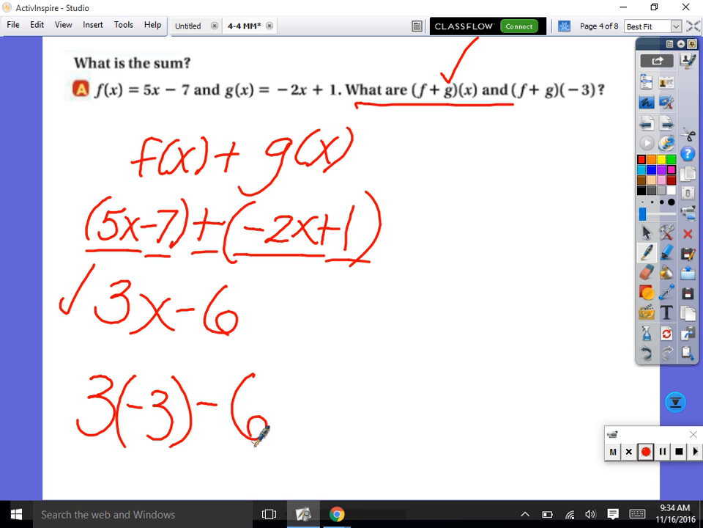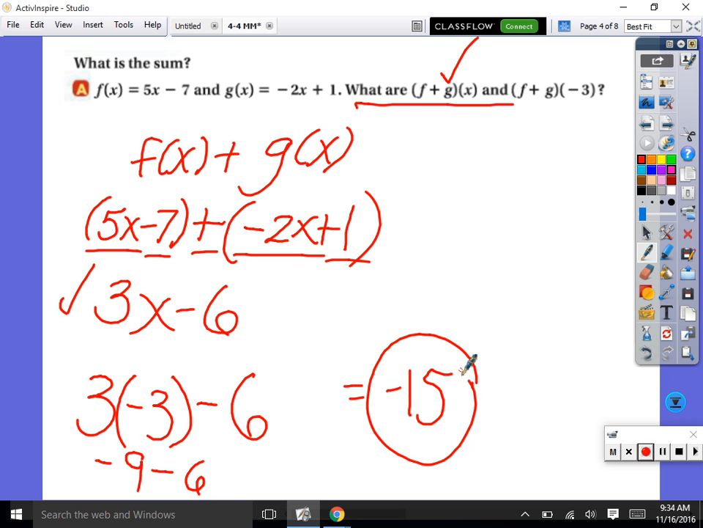We're just saying, what's my function at negative 3? So that's when we plug something in. So you got to simplify correctly. Multiplication comes first, guys. 3 times negative 3 is negative 9. Negative 9 minus 6 is negative 15. So that would be our second answer. That was f plus g of negative 3.